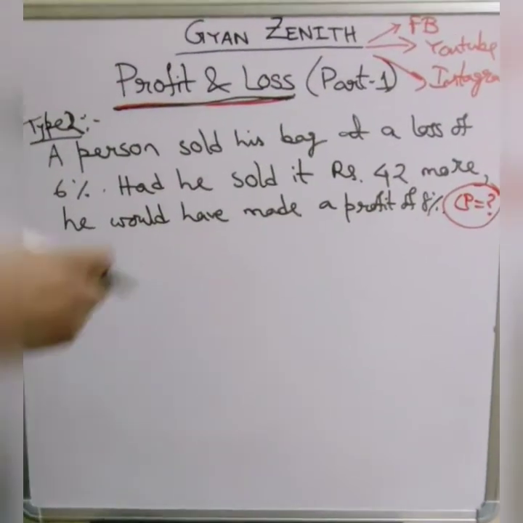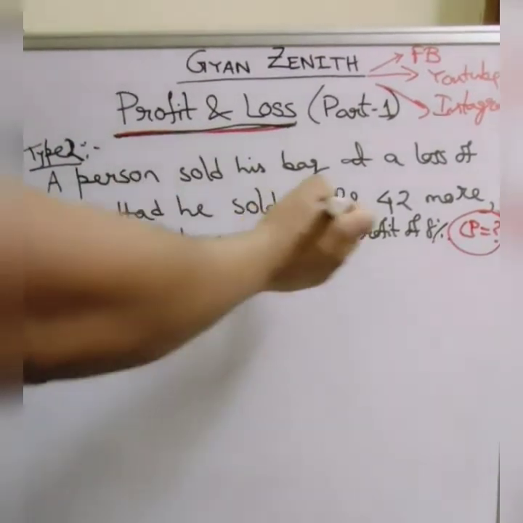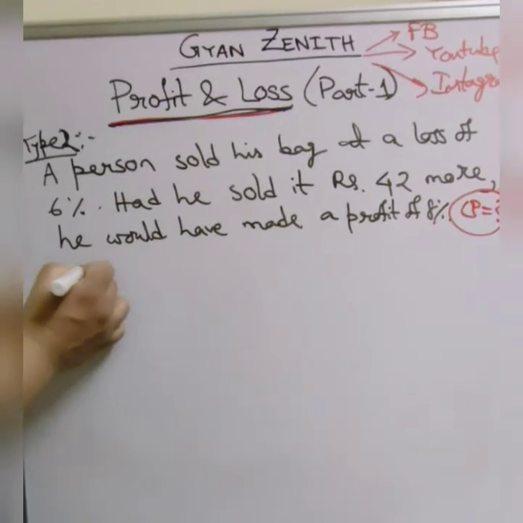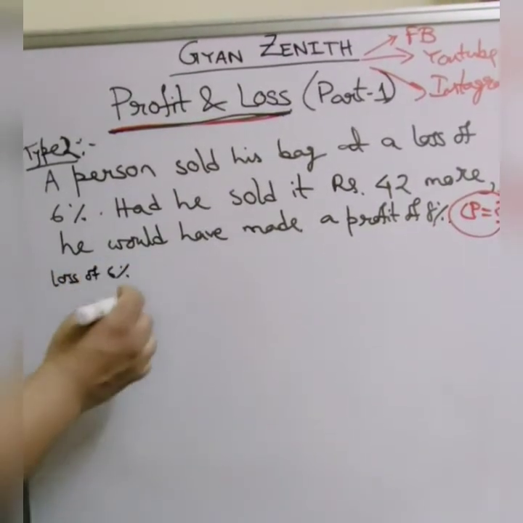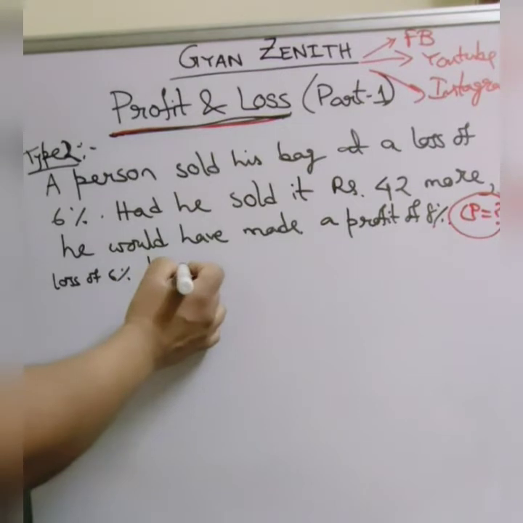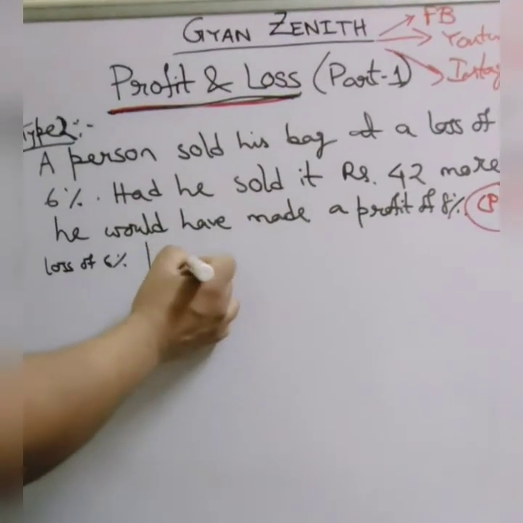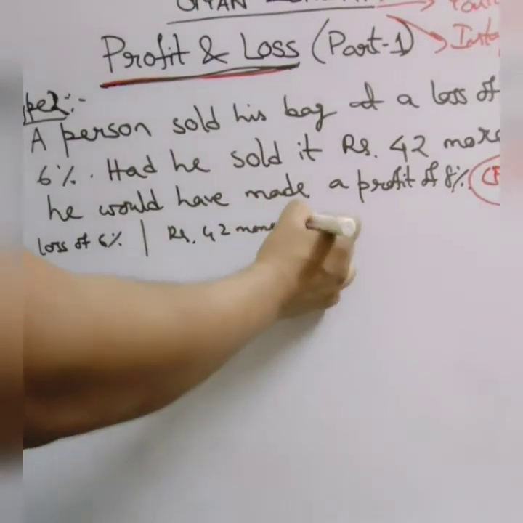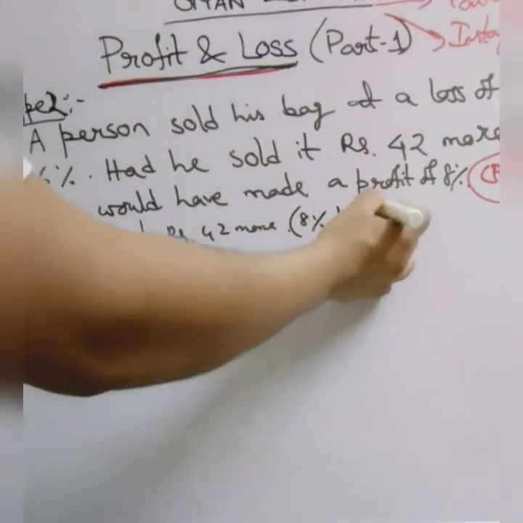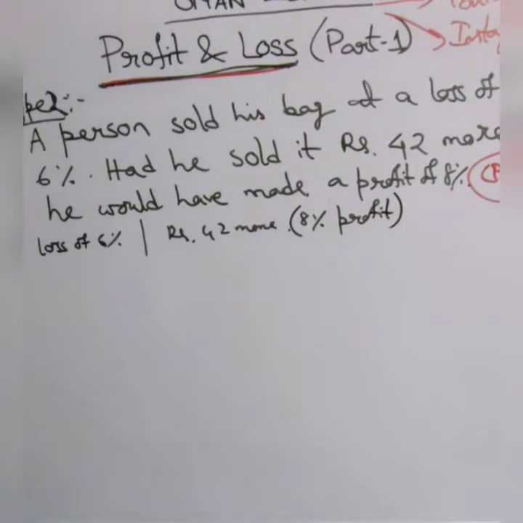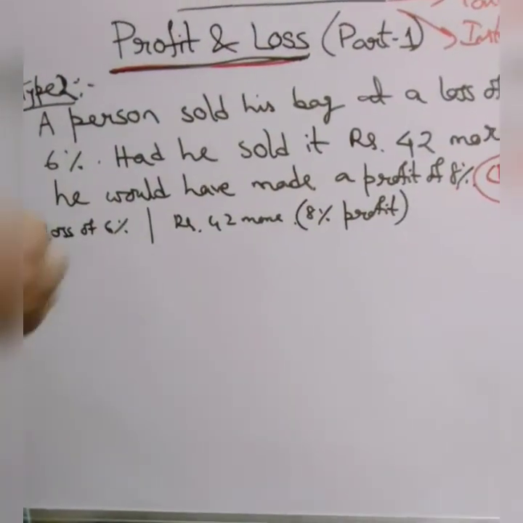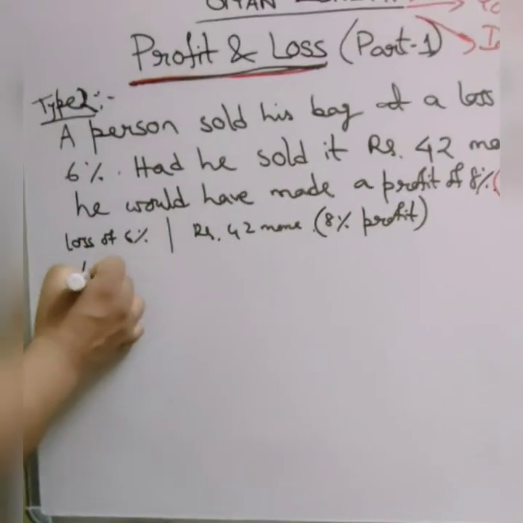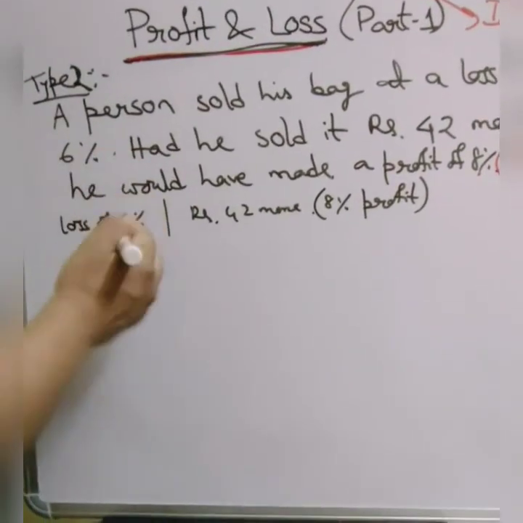So what is it saying? A person sold his bag at a loss of 6%. Now in the next transaction, he has sold it for rupees 42 more, and then he earned an 8% profit. So now we have to find out the CP. We'll go by the normal method of arithmetic, then I'll show you the shortcut.